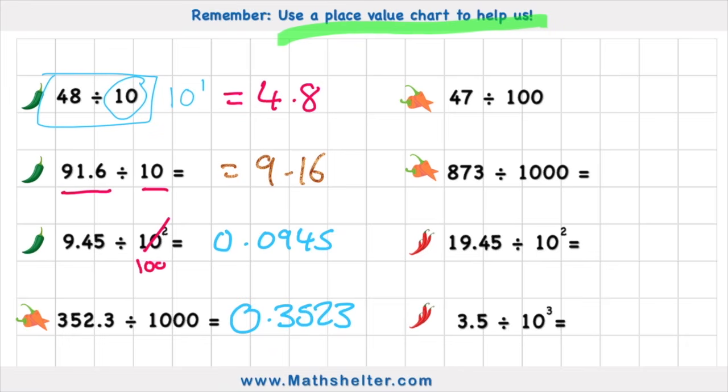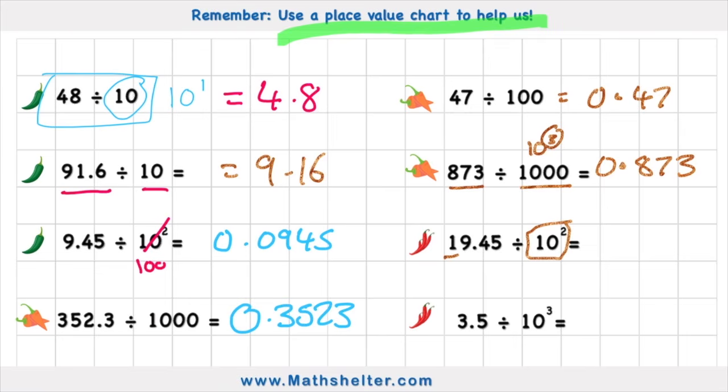So 47 divided by 100 would be 47 moved 2 places. So my 4 would go from being in the tens column to being in the tenths column. So I would have 0.47 as my answer. Next orange chili challenge, 873 divided by 1,000, or in other words 10 to the power of 3. So I know I'm going to be moving them 3 columns. So if my 8 is in the hundreds column, 3 columns to the right would be the tenths column. So I'm going to have 0.873 as my answer.